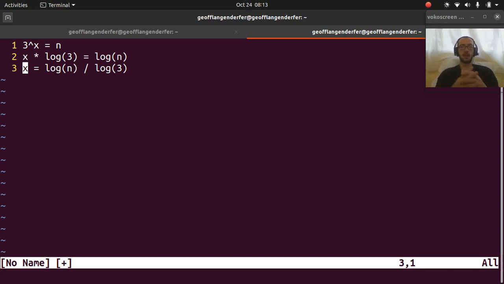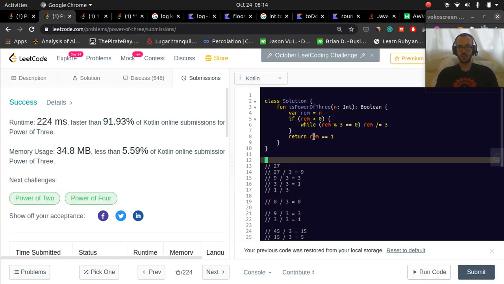If our exponent is an integer, right? So 0, 1, 2, 3, 4, and so on, then this is a power of 3. So we can check if this is an integer or not. And if it is, we'll return true. If not, we'll return false. So that's the thinking about not using a loop or recursion to solve this problem. So how are we going to do that?